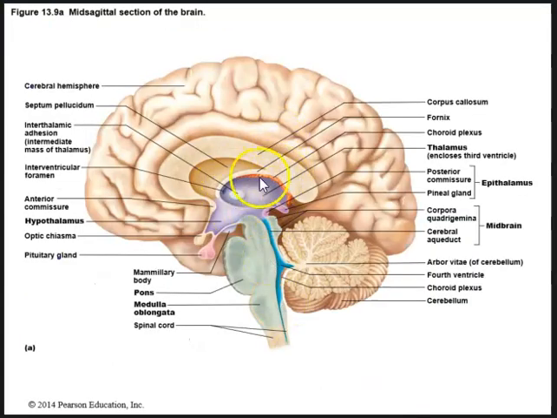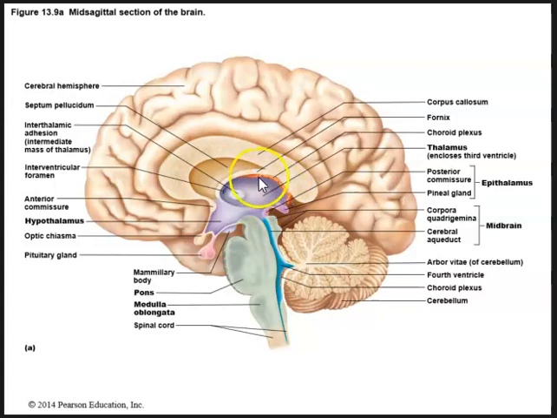So here we can see parts of the diencephalon. If I highlight this area right here, this is considered the diencephalon. The diencephalon, of course, is made up of different parts. We have this egg-like structure here. This is the thalamus. The thalamus on both sides encloses the third ventricle. And then you have this interthalamic adhesion connecting the two thalami on both sides. But between them would be the third ventricle.